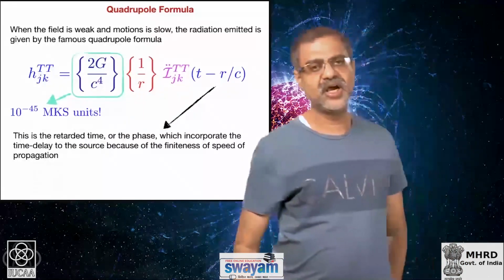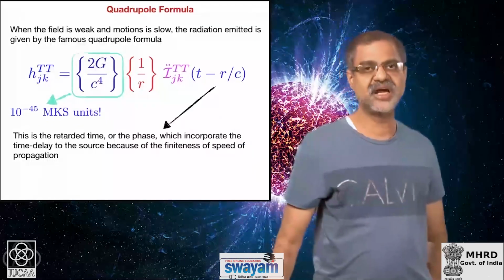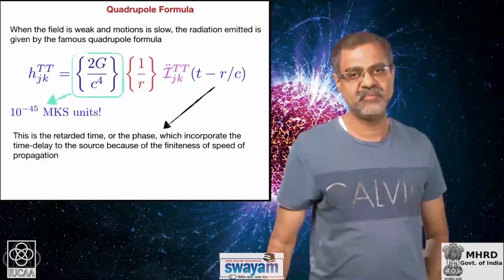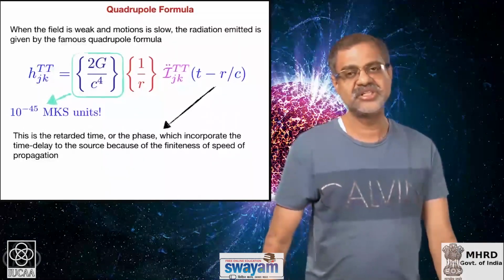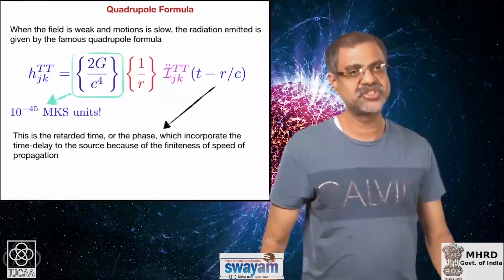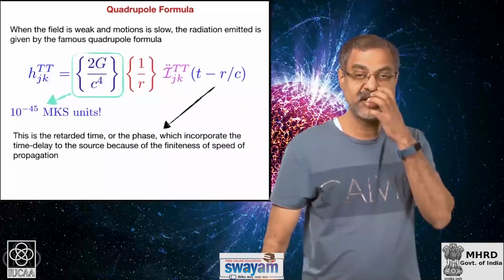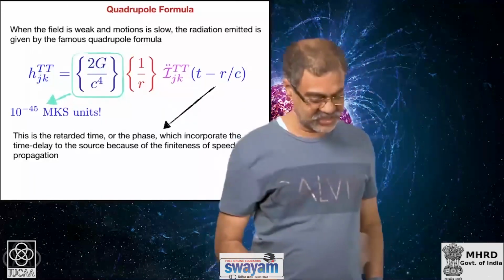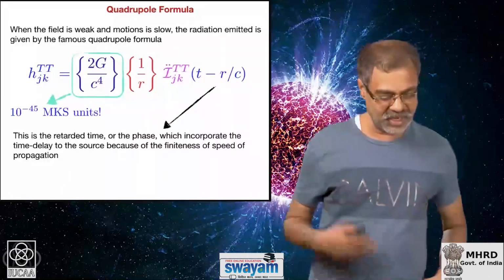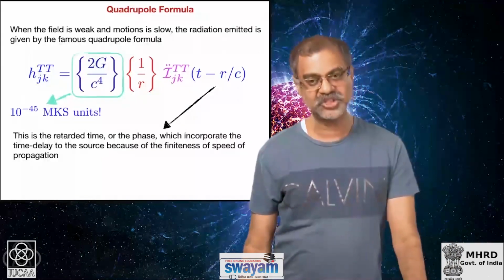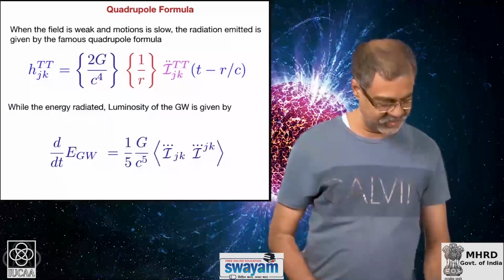In addition, you also have this last term, which is t minus r by c, which we call the retarded time. It is not only the time at which radiation is emitted that is important, it is also the spatial location, which we also call the phase in a way, which is important. So, this essentially determines the gravitational wave emitted from a quadrupole moment mass distribution, and it is directly related to the double derivative of the quadrupole moment tensor.